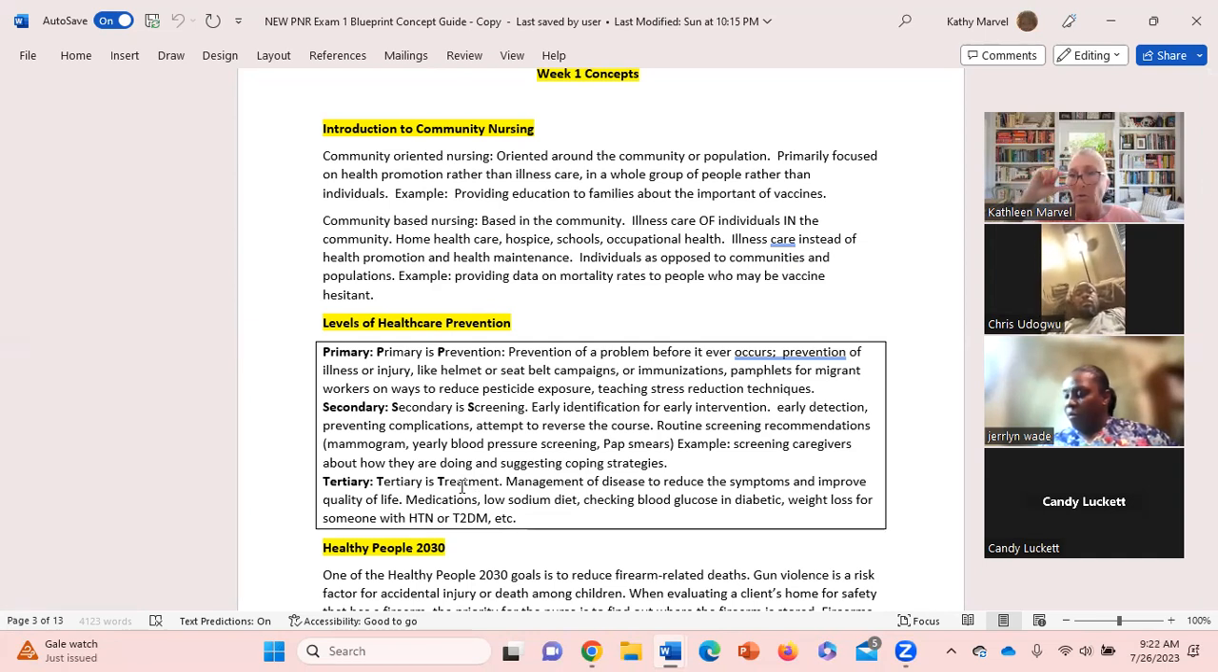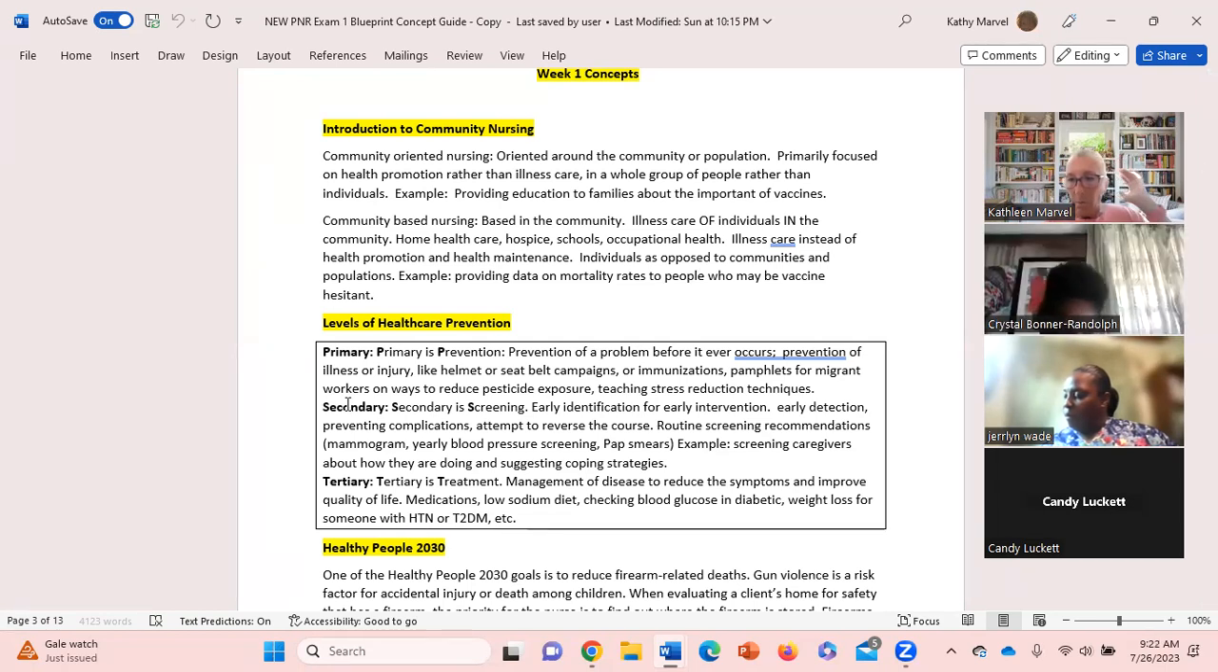Think about it: all three levels. Don't get thrown off with education being primary. We're educating in the primary to prevent. Secondary, we've identified risk. Now we're educating to try and reverse, stop the development of whatever the disease, the condition, whatever.